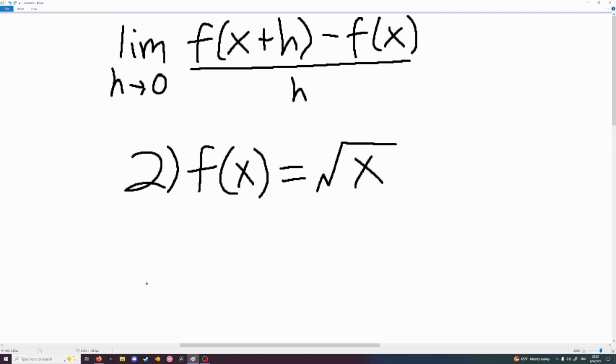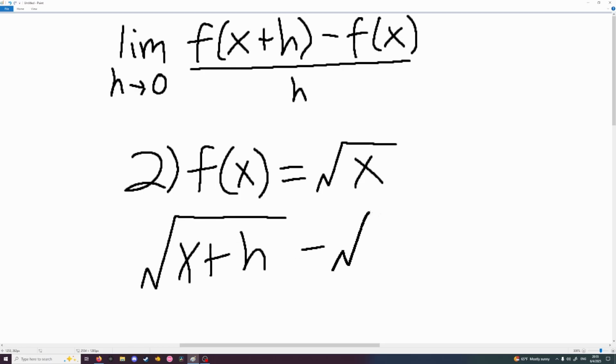So now we just have square root of x plus h minus square root of x, over h.